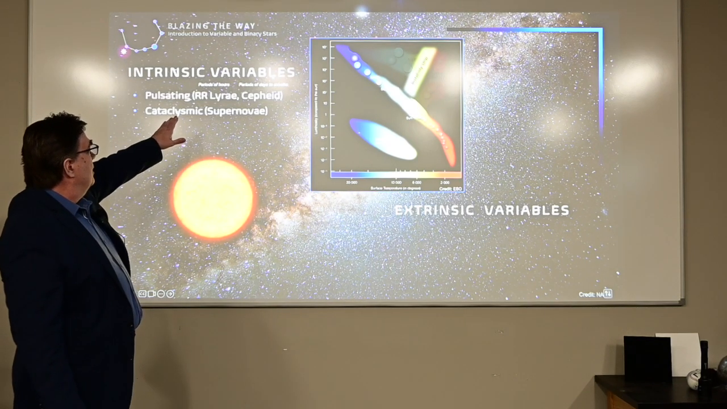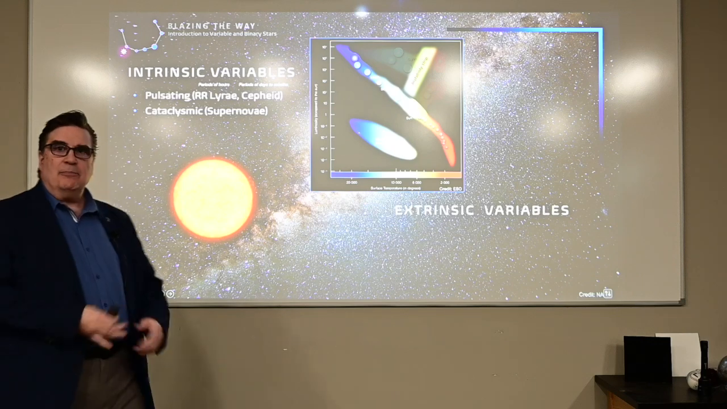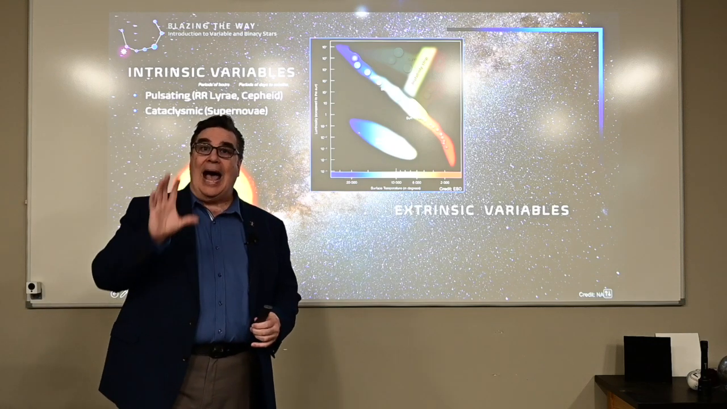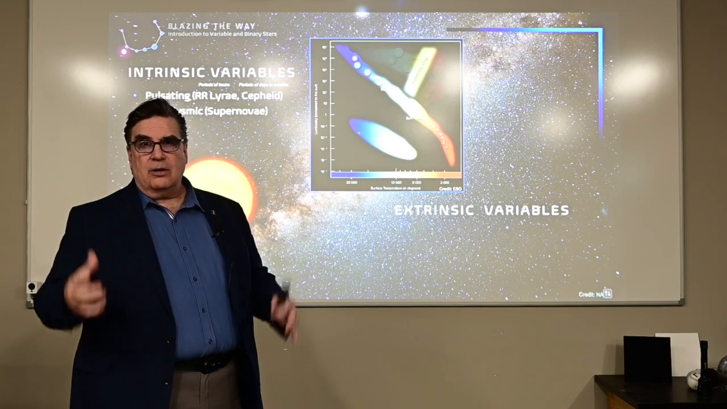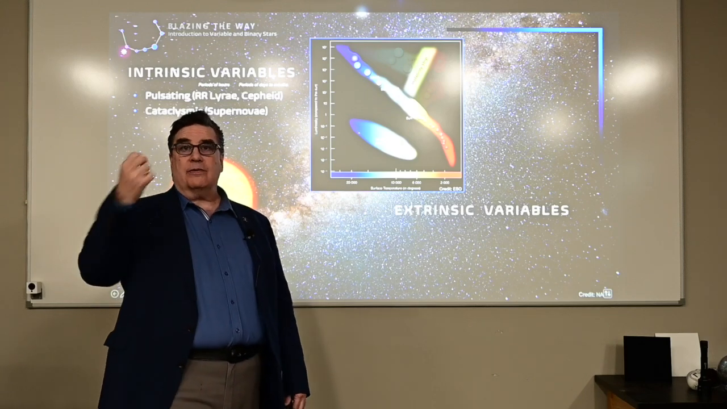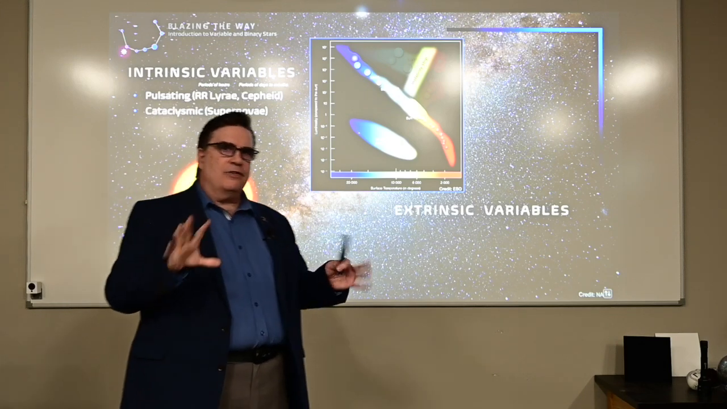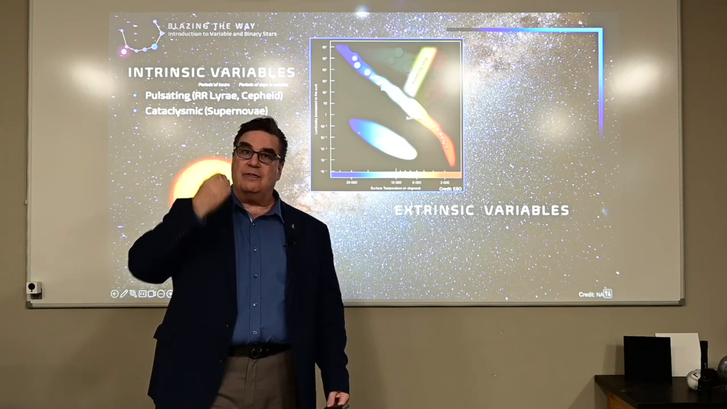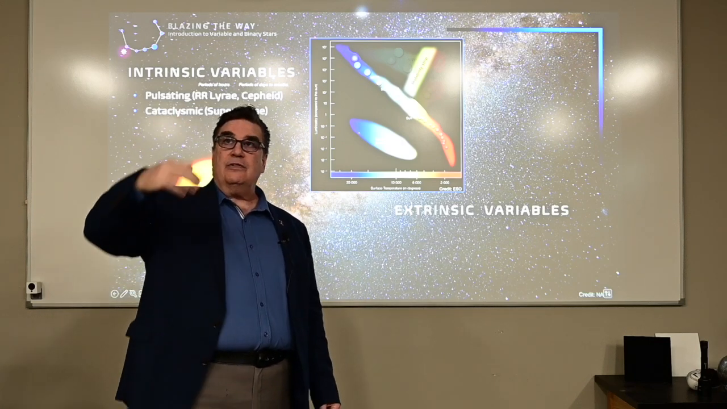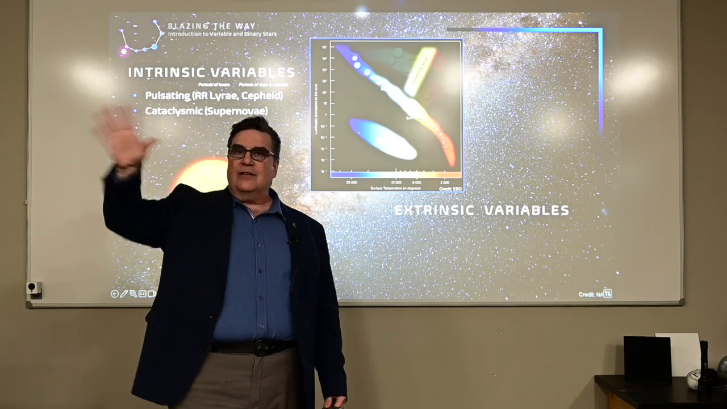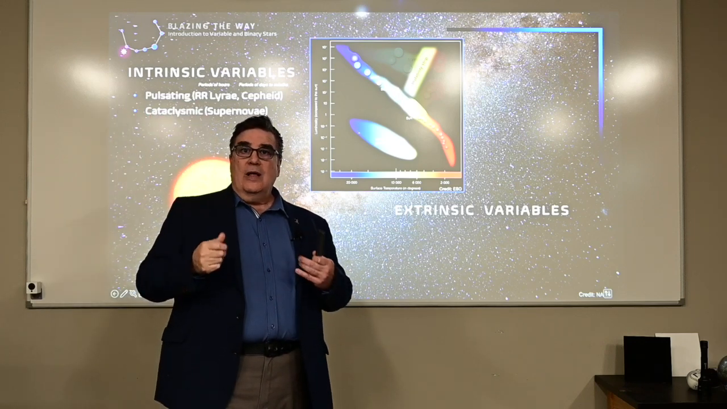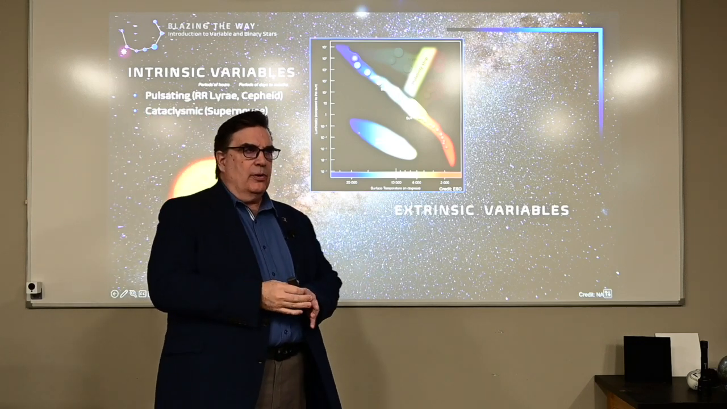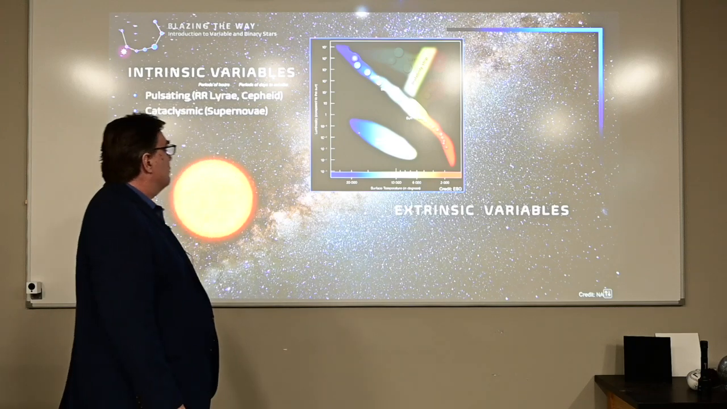RR Lyrae pulsating variable stars have periods of just hours, whereas the Cepheid variables can be days up to months in their variability. And these stars, by the way, are very important to astronomers because we use these as standard candles to be able to determine the distance to stars. So these pulsating variables, very important in the field of astronomy.